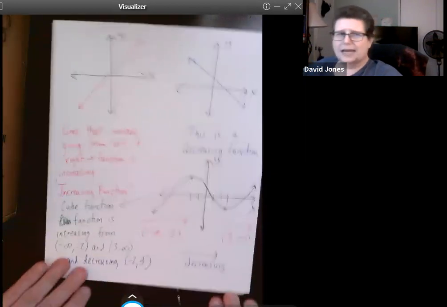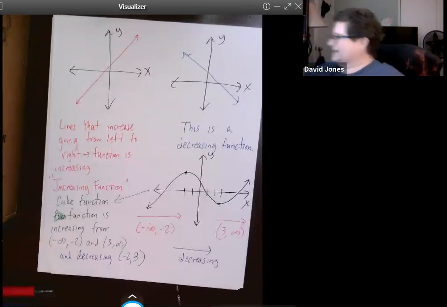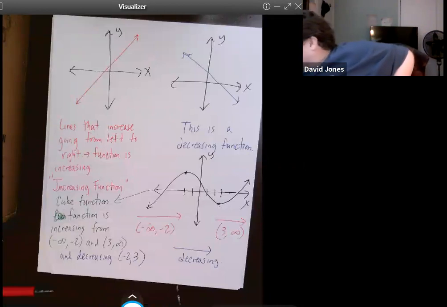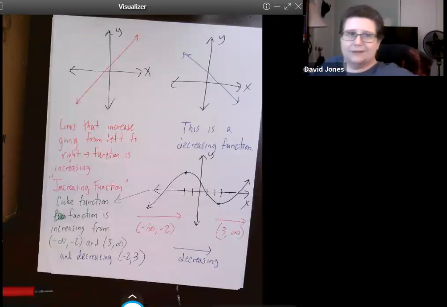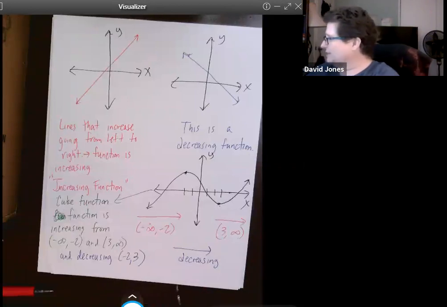So a function can have increasing regions and decreasing regions, okay? If it's always increasing, we say it's an increasing function. If it's always decreasing, we say it's a decreasing function. But if it switches back and forth like this one, we can't say it's either one. It's just increasing or decreasing on regions. That's it for 2.3. That's all that's really going on in 2.3. I'll get 2.4 done in a little bit. Peace.